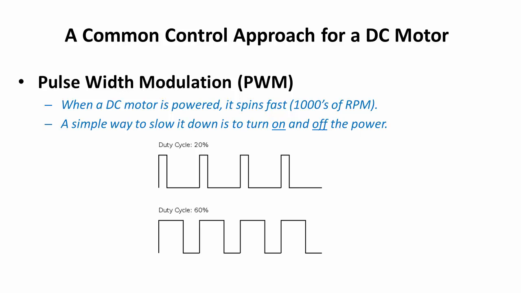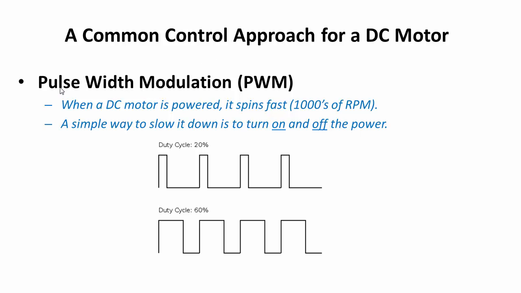One way is to pulse the power to the motor. Think of it as: I'm going to turn it on, then turn it off, turn it on, turn it off, turn it on, turn it off. And so the motor will never be able to get up to its fastest rotational speed, and you can regulate how fast it's going to go.